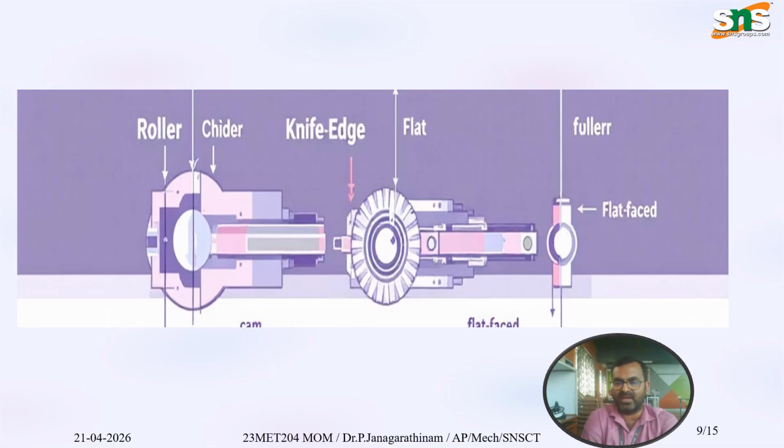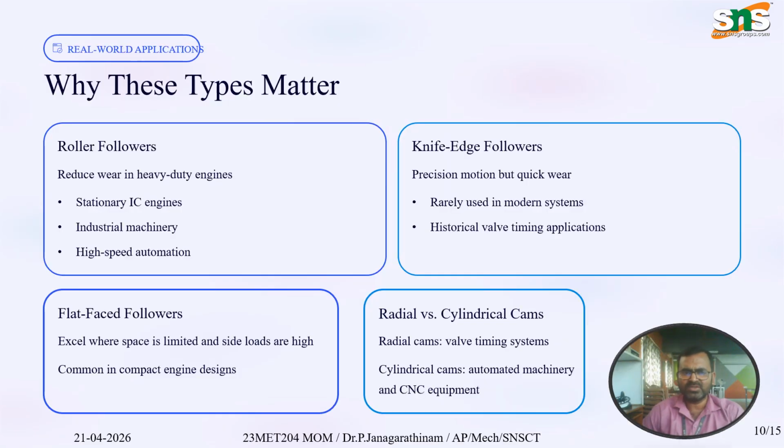The cam will be of cylindrical or elliptical shape. The follower, for example the knife edge follower, will be supported on that cam. Based on the cam rotation, the knife edge follower moves back and forth in linear motion. So this is the roller type, this is the knife edge type, this is the flat faced type.